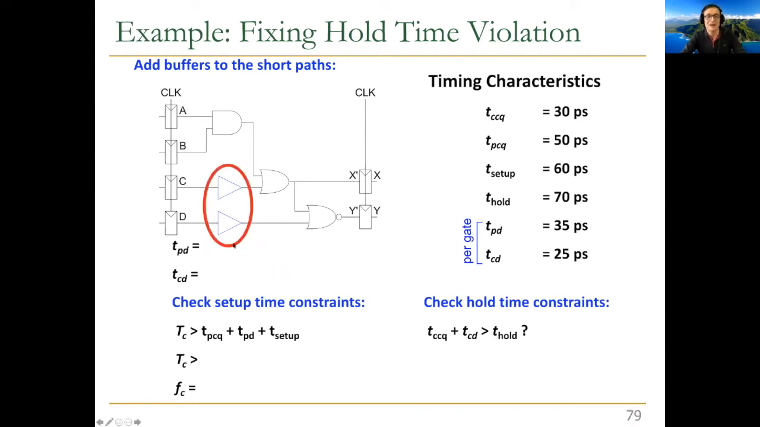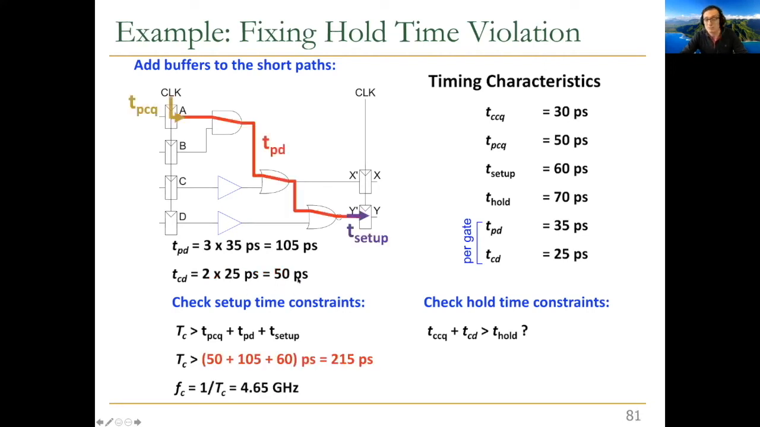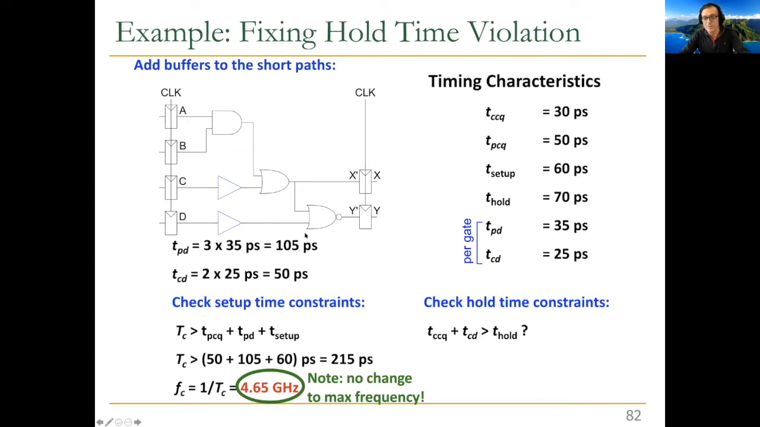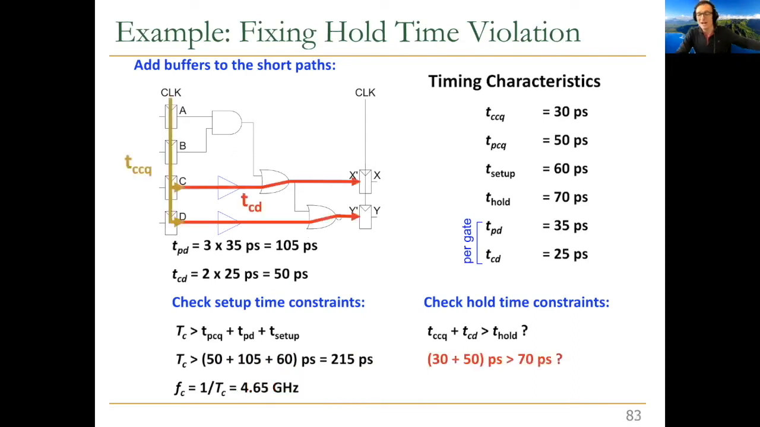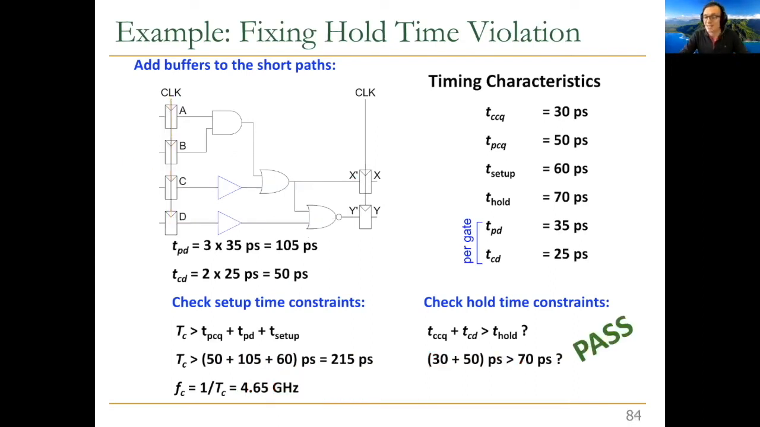Assuming that we add buffers to the short paths like this, now you can calculate the propagation delay. The maximum delay didn't change, but the contamination delay actually changed to 50 picoseconds. So our clock frequency didn't change because we didn't change the maximum delay. So max frequency didn't change, that's good. But now we passed the hold time violation, right? Because we added a buffer.